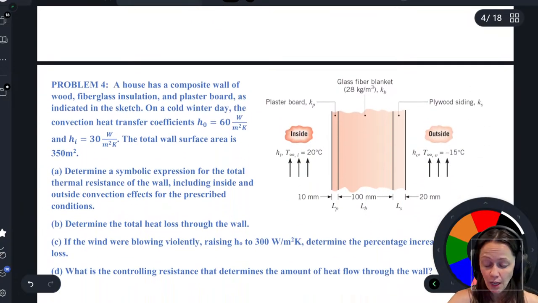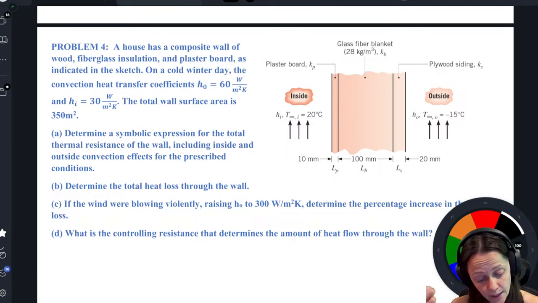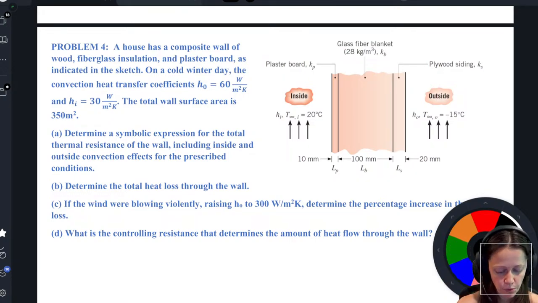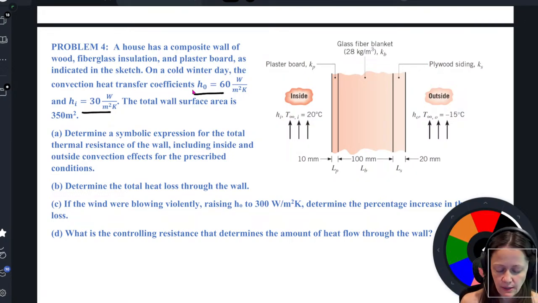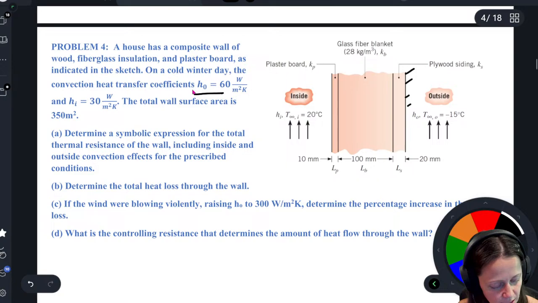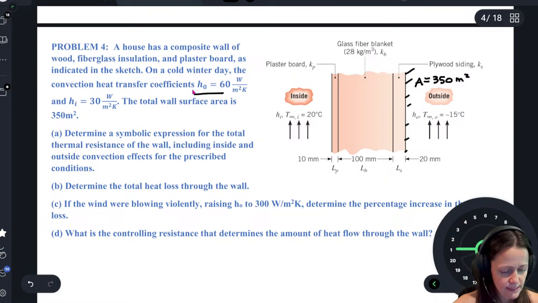All right. So, problem four, it's another similar problem. The one thing that I wish they had actually done is just give you these K values, and I'm going to do that. So we've got a house with a composite wall of wood, fiberglass insulation, plasterboard, as indicated on the sketch. On a cold winter day, we've got these two heat convection coefficients given to you as 60 and 30 watts per meter squared Kelvin. It's not on the diagram, but it's there in the problem statement. And the surface area is given to us as 350 meters squared.